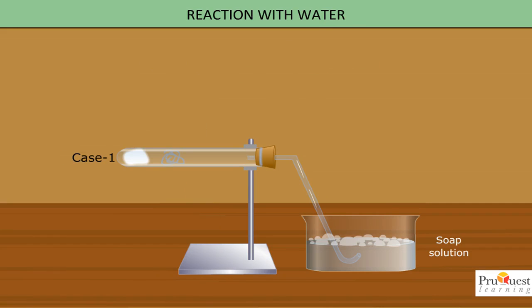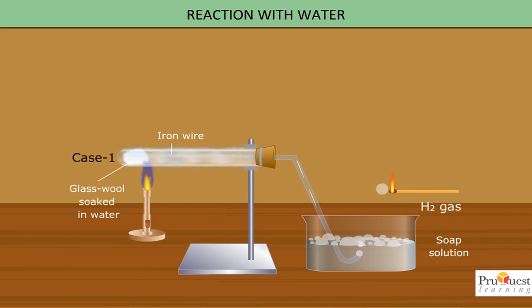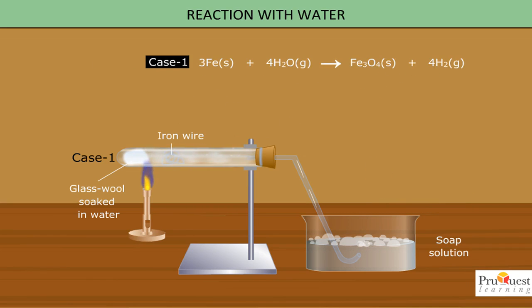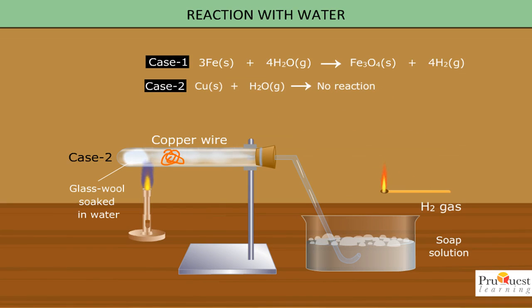In case 1, take a hard glass test tube with wool soaked in water. Now put iron wire and heat the test tube. Iron reacts with the steam. A gas evolves. Bring a burnt matchstick. It burns with a pop. We conclude that hot iron reacts with steam to produce hydrogen gas. In case 2, repeat the experiment with copper. Hydrogen gas is not produced.